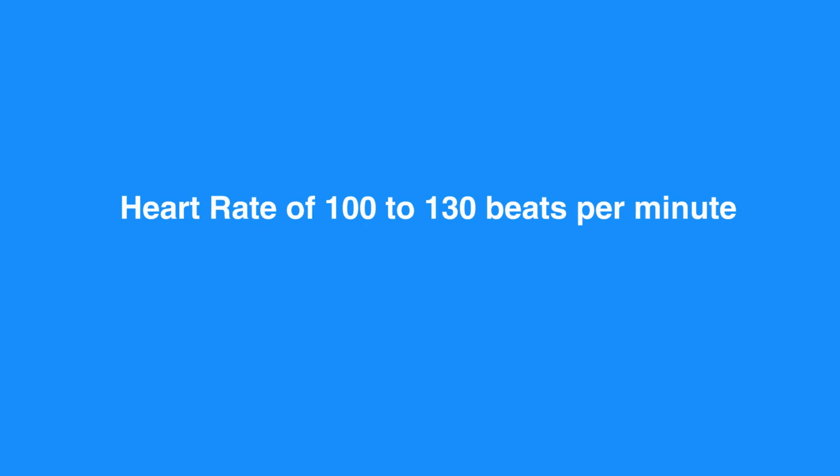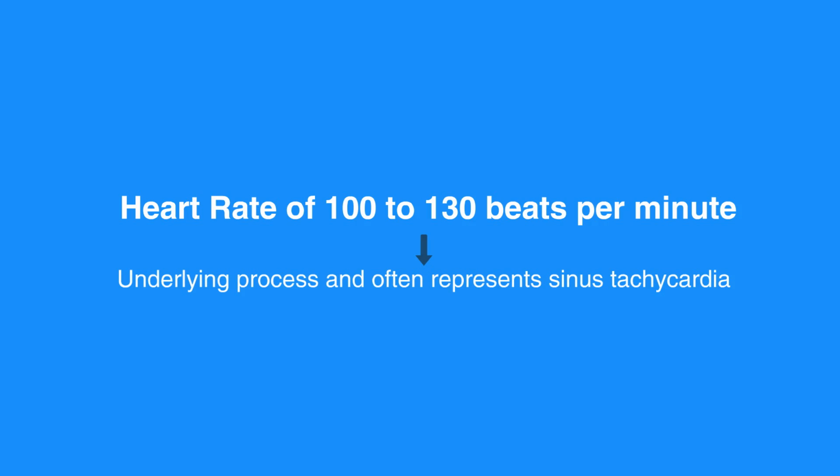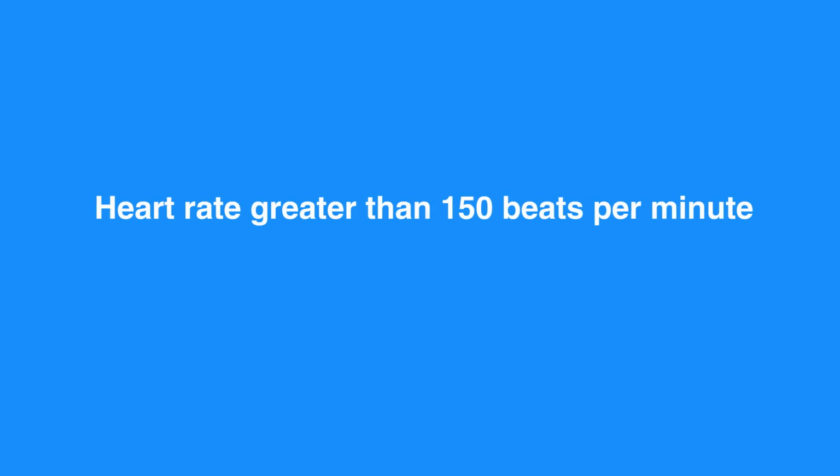Heart rate of 100 to 130 beats per minute is usually the result of an underlying process and often represents sinus tachycardia, in which the goal is to identify and treat the underlying systemic cause. Heart rate greater than 150 beats per minute may be symptomatic. The higher the rate, the more likely the symptoms are due to the tachycardia.